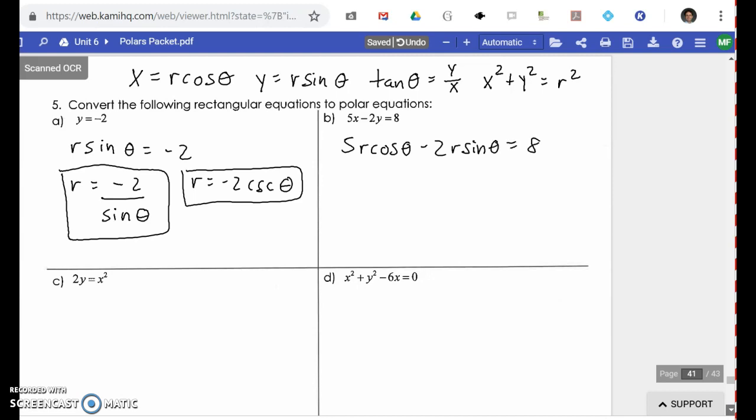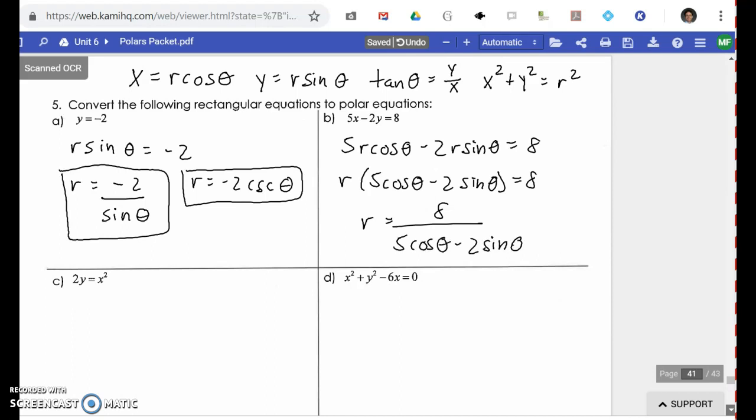We notice that each of these terms on this side have an r in it, so we can factor out the common r from both of those terms. This is a good idea because now we only have one r in the equation. And now if we were to divide this parenthesized term to the other side, we'll have r equals 8 over 5 cosine of theta minus 2 sine of theta. And that would be our answer.